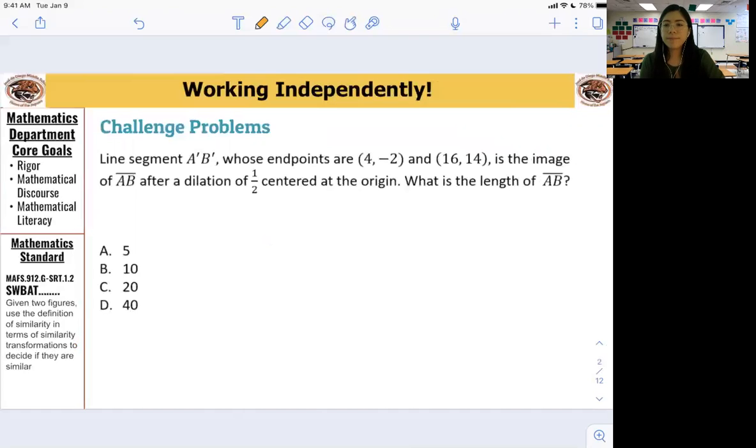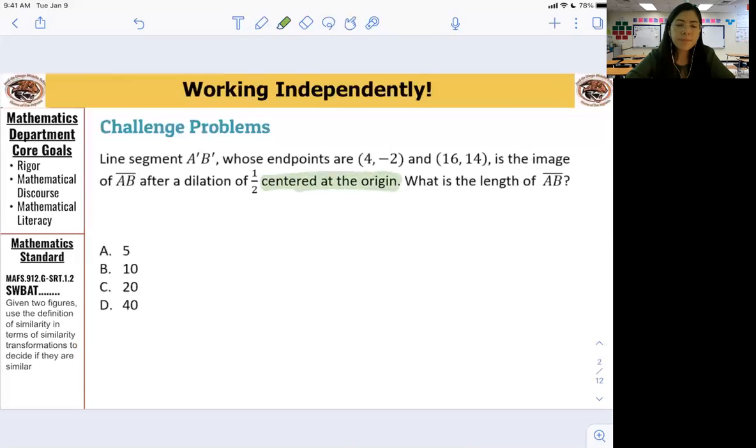Jalen. Line segment AB prime whose endpoints are 4, -2 and 16, 14 is the image of line AB after dilation of 1/2 centered at the origin. What is the length of line AB? Awesome. Thank you. Okay. Keyword, centered at the origin.